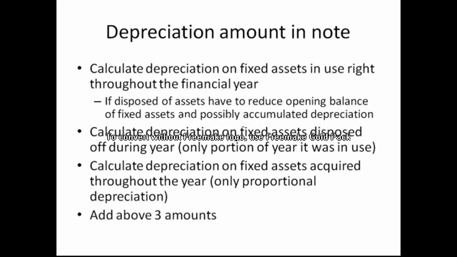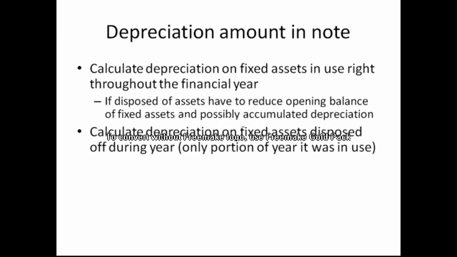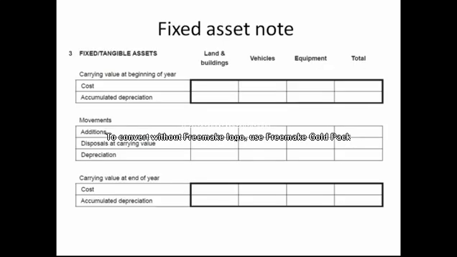And then we can add these 3 amounts. Obviously some of them might be 0 if it is not applicable, but this is the general case that will always work. Now with that out of the way, let's just go back to the structure of our fixed asset note to focus on the intrinsic relationships.